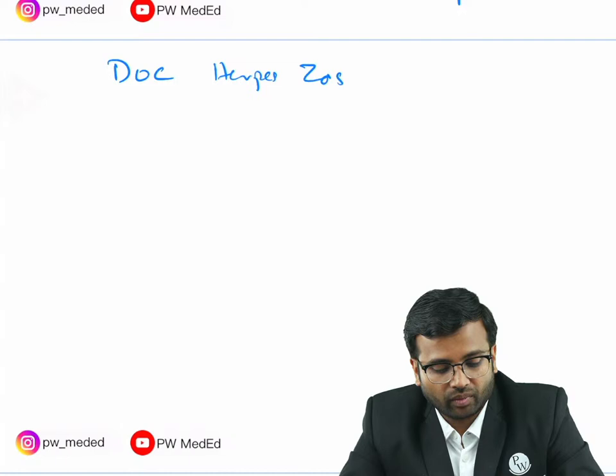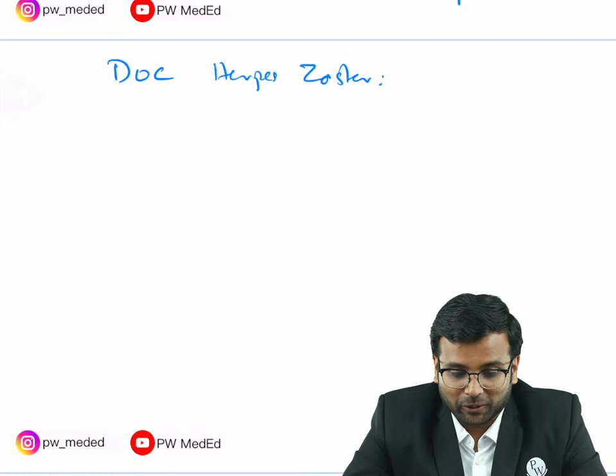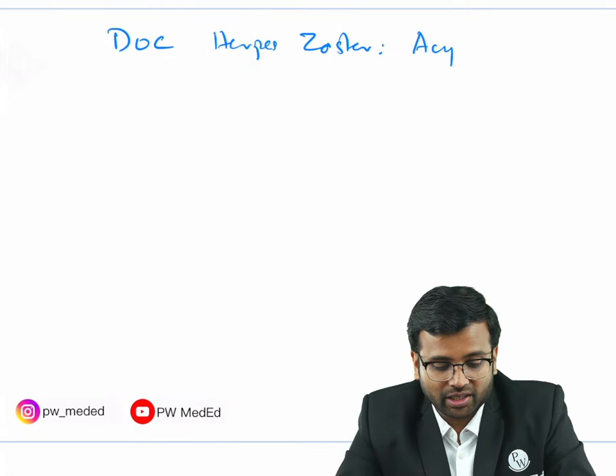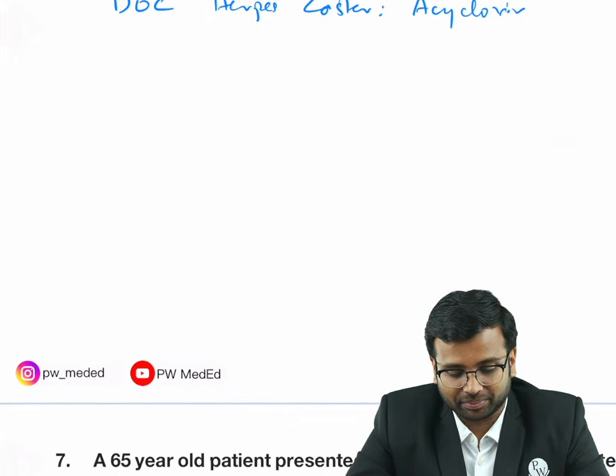Come on, in the chat box. Very good, all of you. The drug of choice for herpes zoster, as Vinay is saying, is going to be acyclovir. Excellent. So now let's move to the next question.